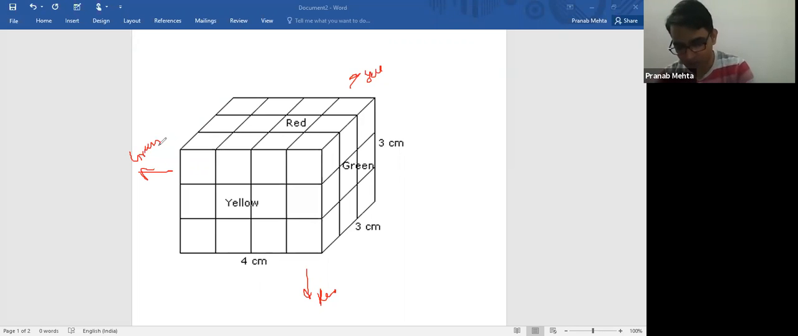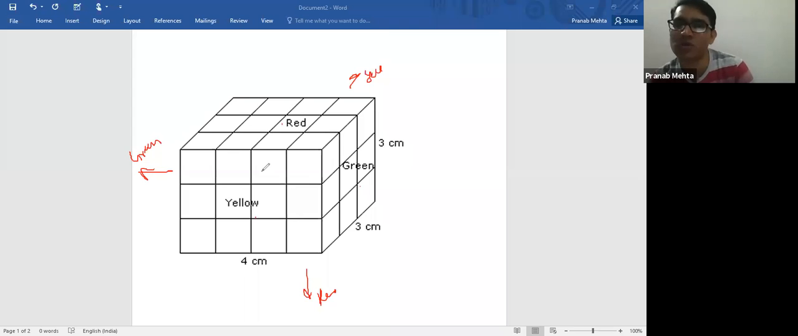Similarly, the opposite faces of the dimension 4 by 3 are colored red, and 3 by 3 are colored green. The only thing we have to be careful about is that the 3 by 3 face is colored green. The other faces I don't need to worry about. This is 3 and this is 3, so this becomes green and the other side becomes green. This is red, this is red, this is yellow.